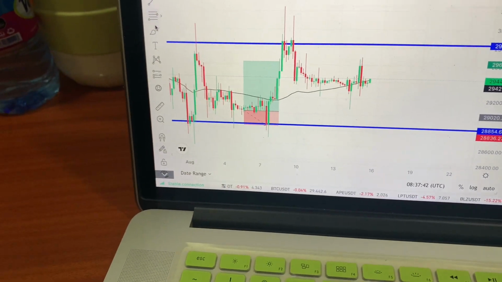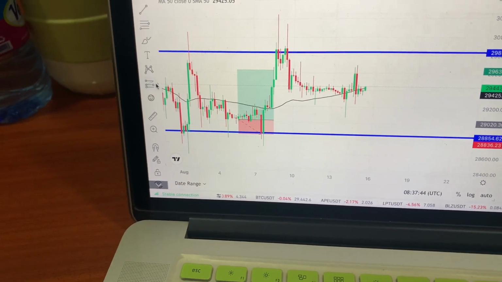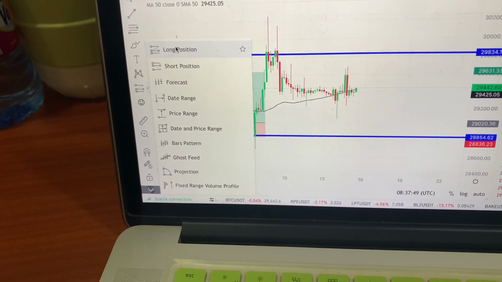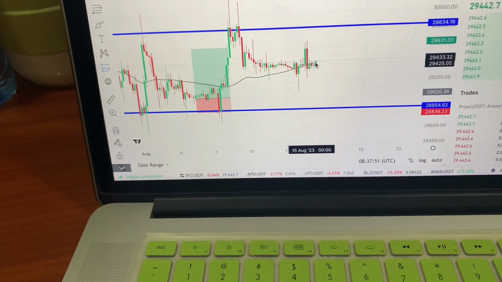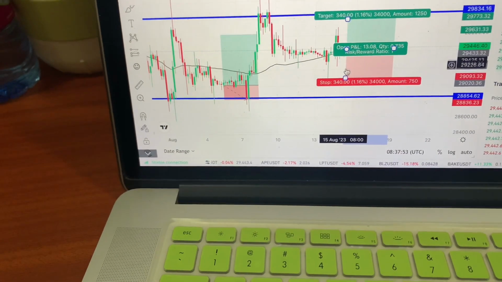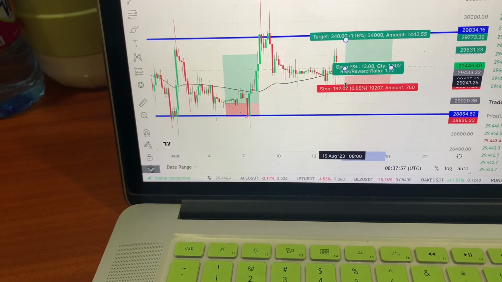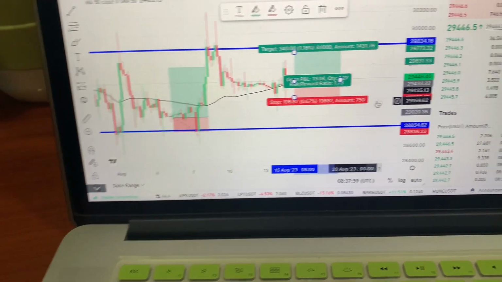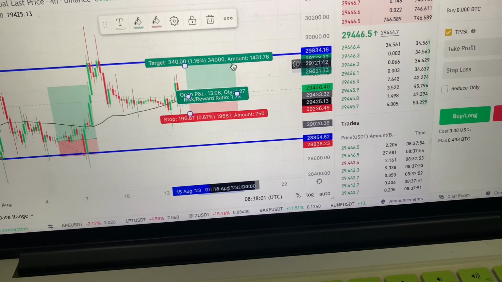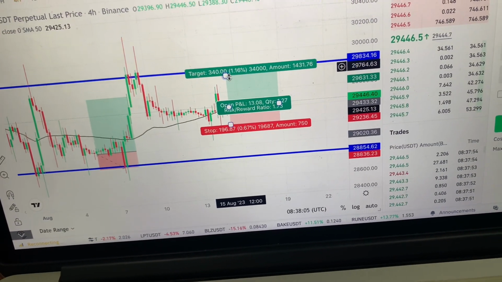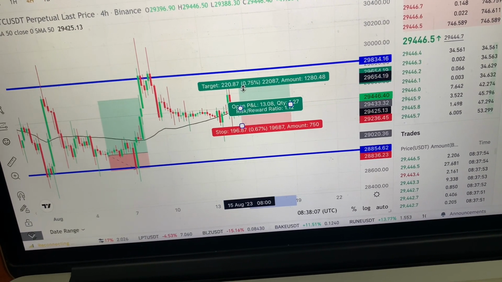So I'll click on the left hand side, select the price prediction tools here, then click on the long position. Once I click on the long position, then I click on it here. We know our stop loss, so we move our stop loss to this particular place. Then our take profit will be the nearest resistance level. So this trade is about a 1:3 risk reward ratio.